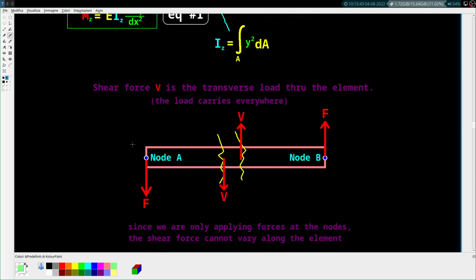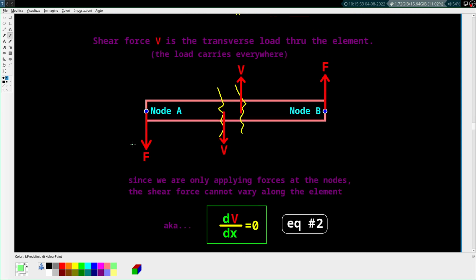Now, what is shear force? Shear force is a transverse load through an element, and the load carries everywhere. And this is what they call a differential beam element. They're taking a cut in the part. I'm not going to get into all that right now, but because we're only applying forces at the nodes, the shear force that carries through this element can't change. I mean, if the force here is 15 newtons and the force here is 15 newtons, the shearing force everywhere is 15 newtons. That's what V is everywhere.